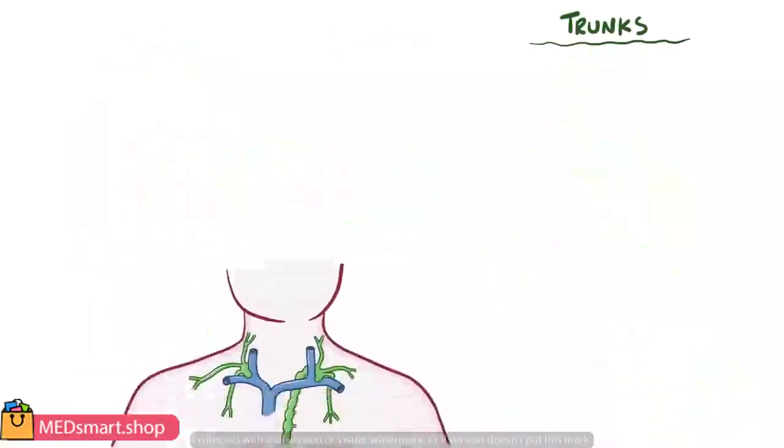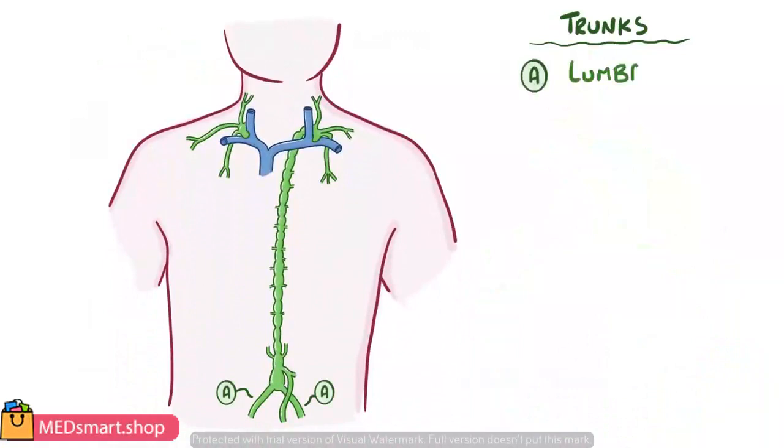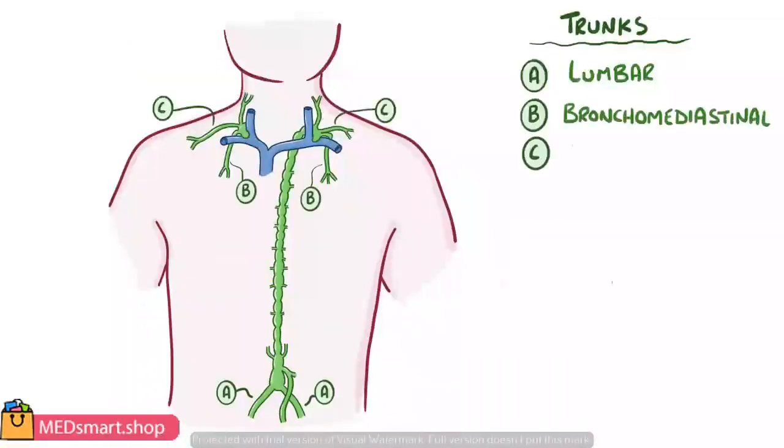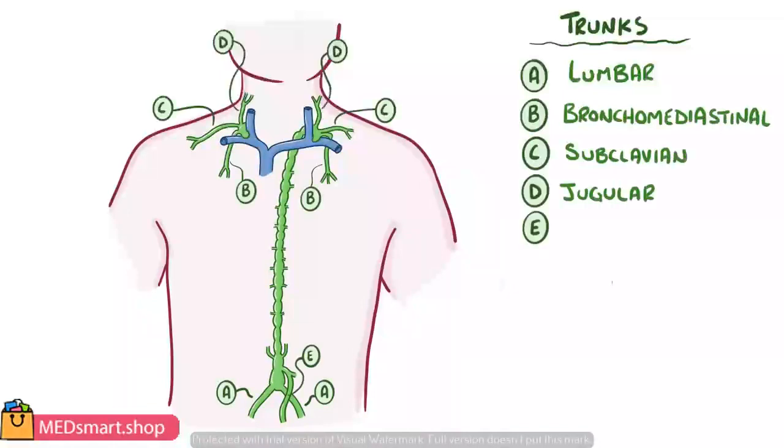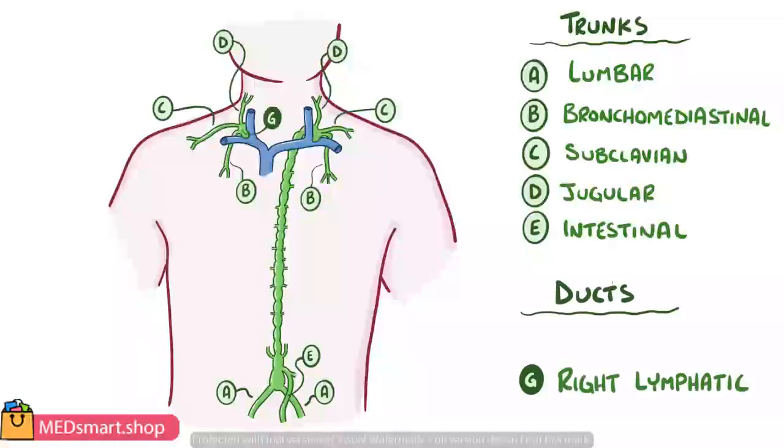The lymphatic trunks are each named after the regions of the body that they drain the lymph from. 2 lumbar trunks, 2 bronchomediastinal trunks, 2 subclavian trunks, and 2 jugular trunks, as well as 1 intestinal trunk. From there, the lymph is delivered to either the right lymphatic duct, which collects lymph from the right arm and the right side of the head and chest, or the thoracic duct, which is a lot bigger and collects lymph from the rest of the body.